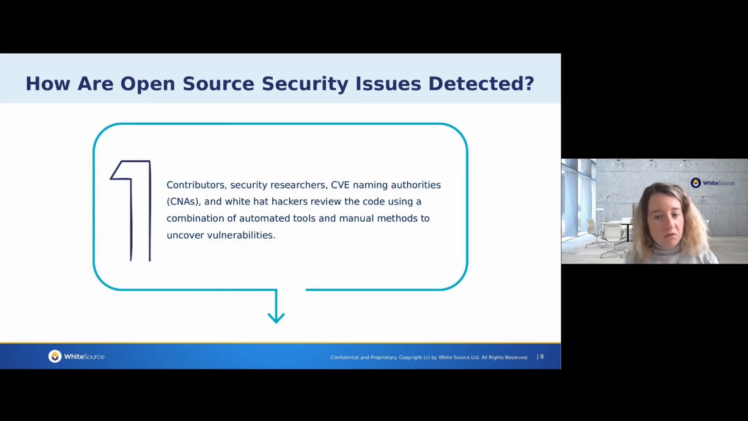So they review the open source code. There is usually a combination of automated tools to detect these suspected vulnerabilities and then manual methods to find out about these vulnerabilities and their details. For example, our security research team at WhiteSource uses a mechanism that is partially automated and partially manual.